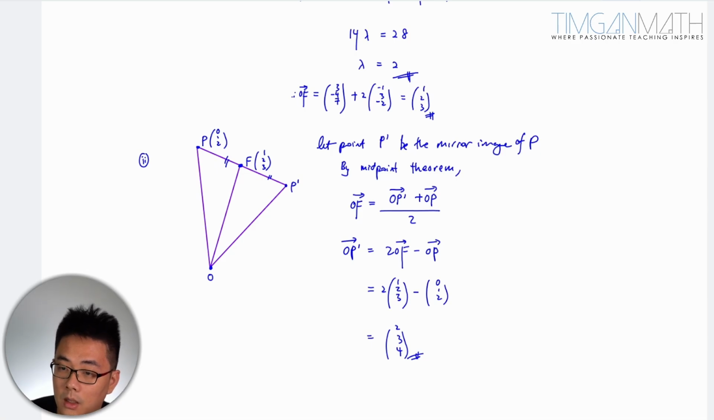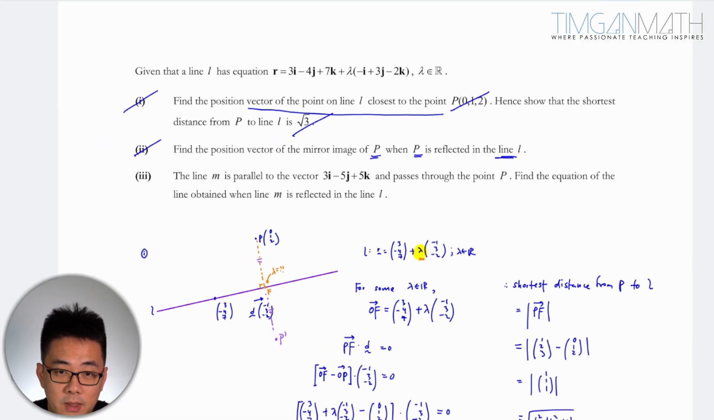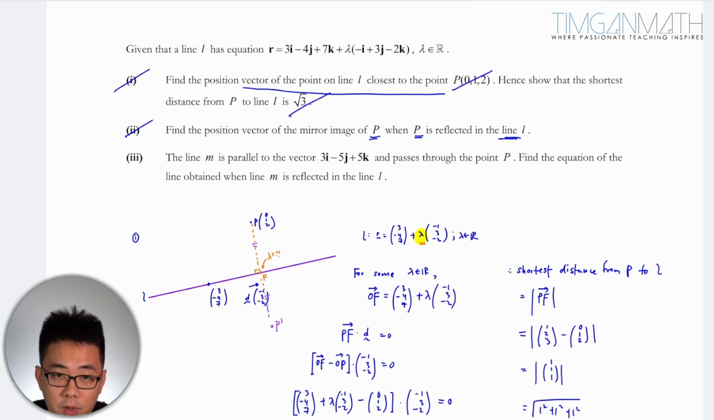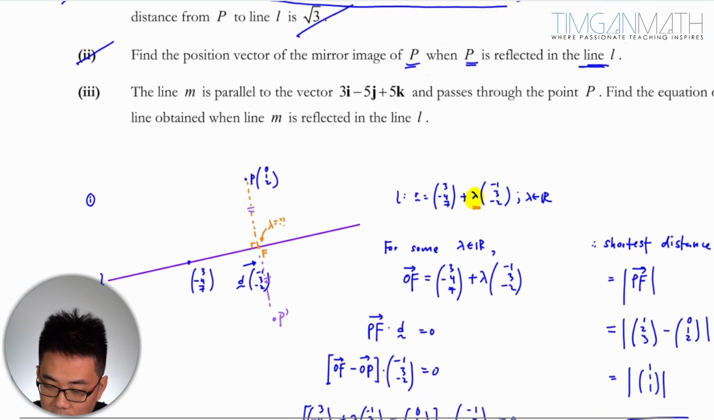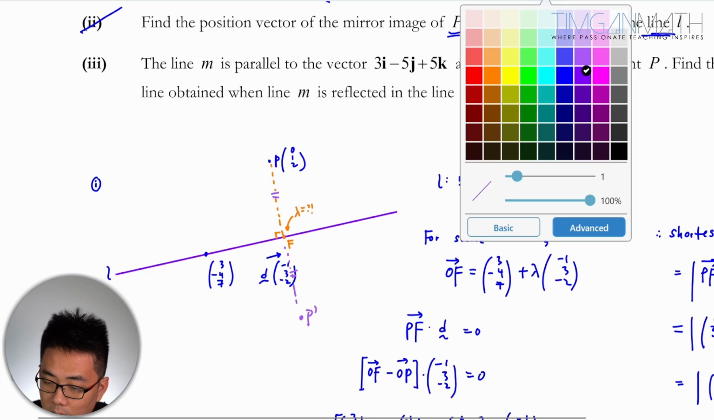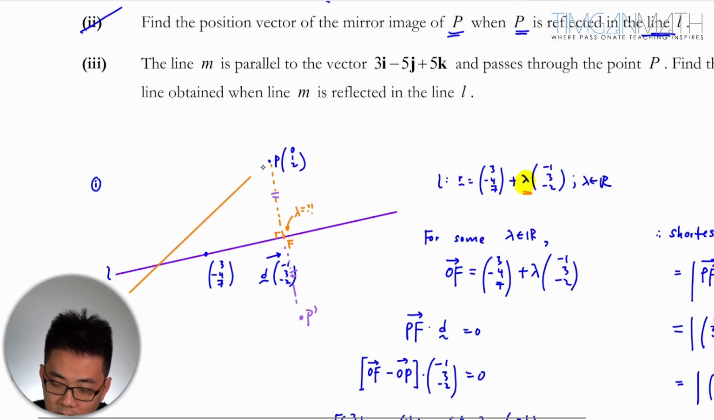Let's look at the last part. The line M is parallel to the vector 3i minus 5j plus 5k and passes through the point P. Find the equation of the line obtained when line M is refracted about L. So the thing is, it will pass through this line here, and that's the line L. But I do not know whether it intersects L or not.